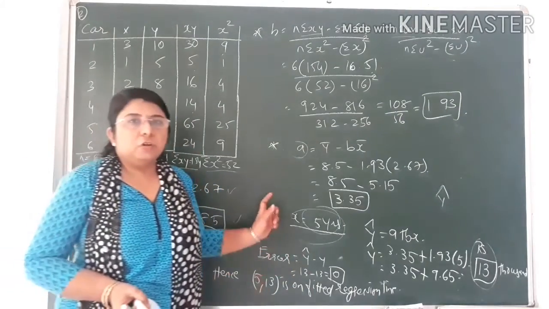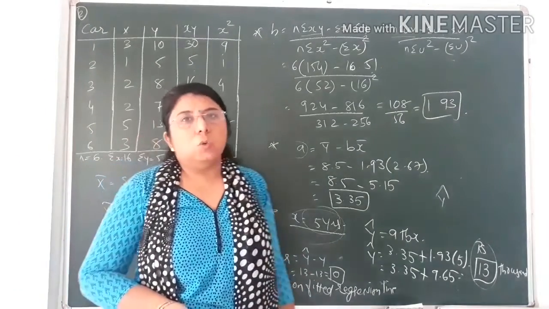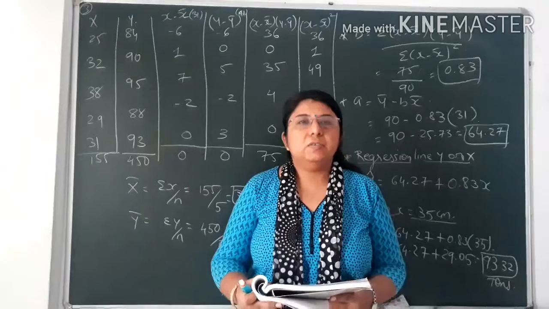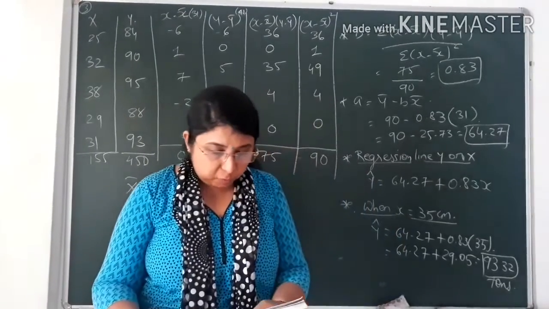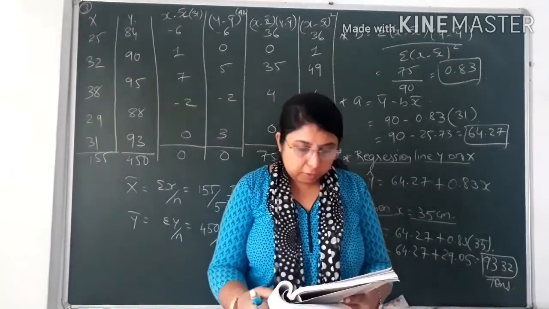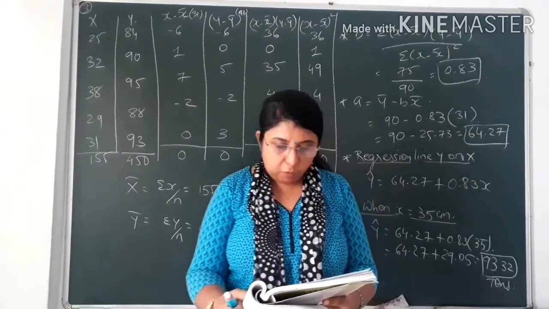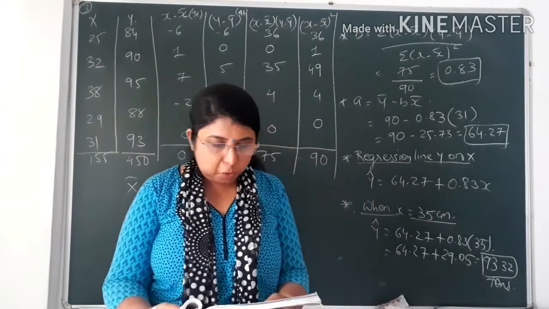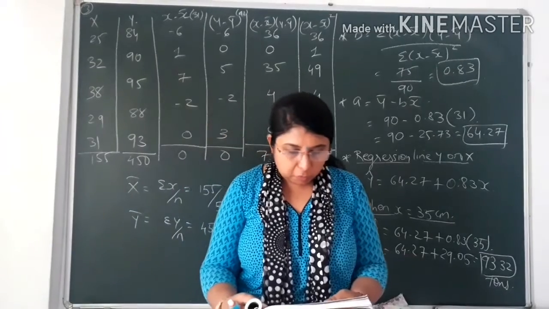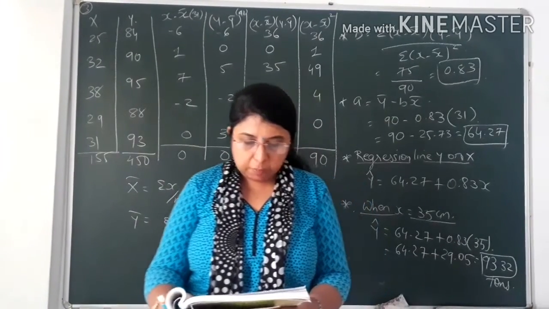Now after completion of question number 2, we'll be moving on to question number 3. Let's read question number 3 of your textbook. The information for a year regarding the average rainfall in centimeters and total production of crop in tons of 5 districts is given below.